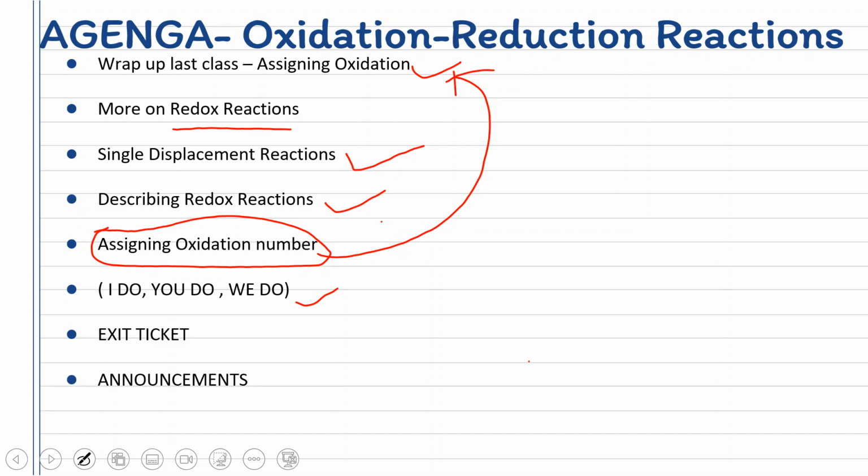So the new things we're going to be doing today is redox reactions. We're going to go further into redox reactions. We're going to go more into single displacement reactions. Then we're going to go into describing redox reactions. So that should be it for this lesson. Then we're going to do I do, we do. I'm going to give you an exit ticket to try on your own in your notebook.